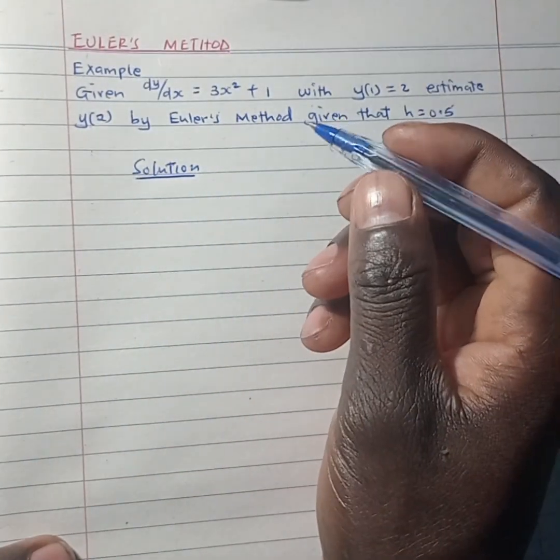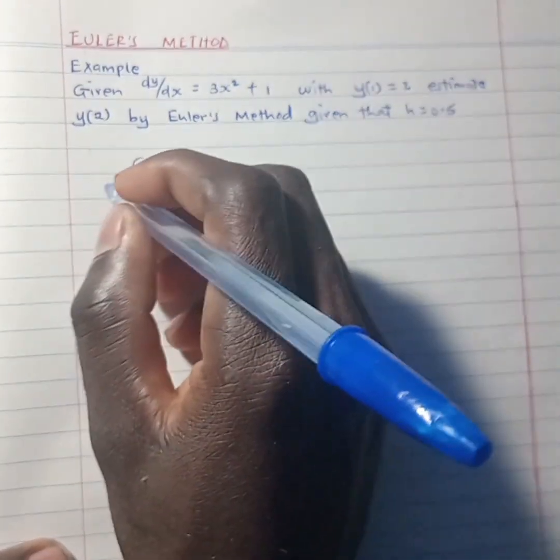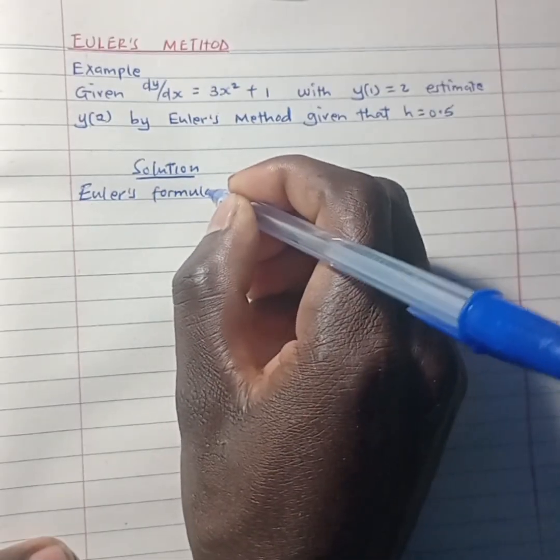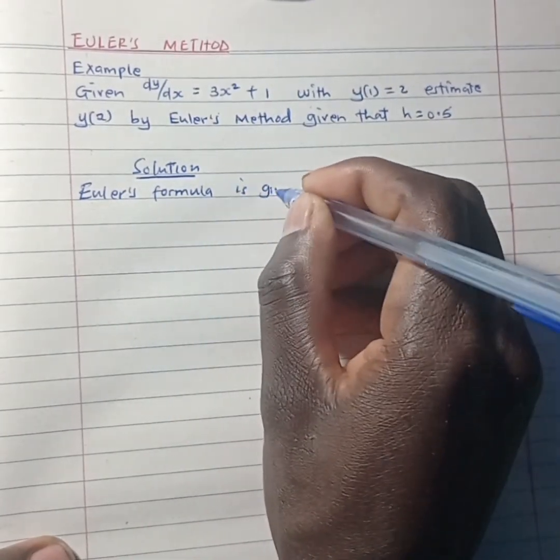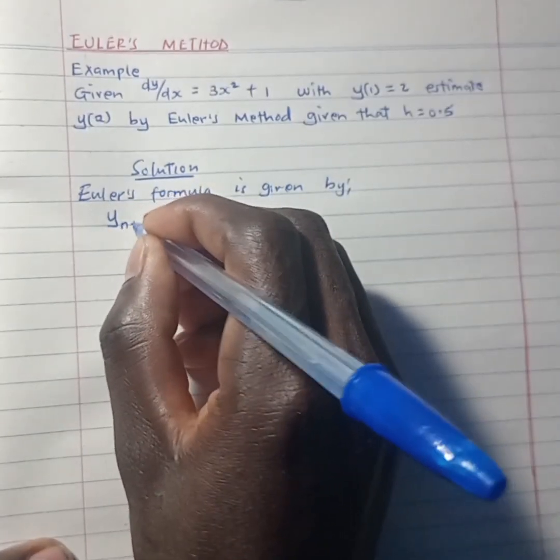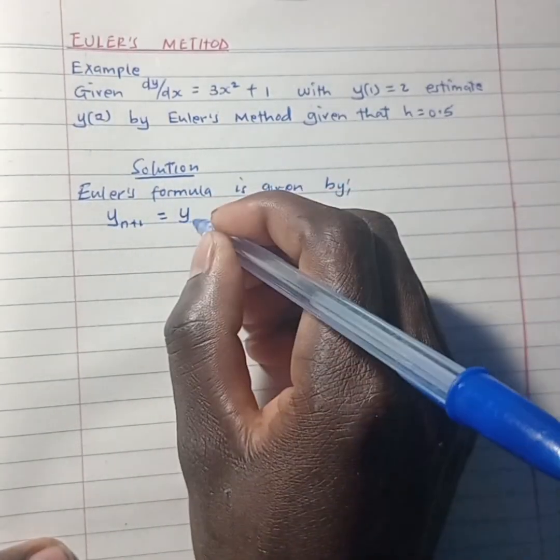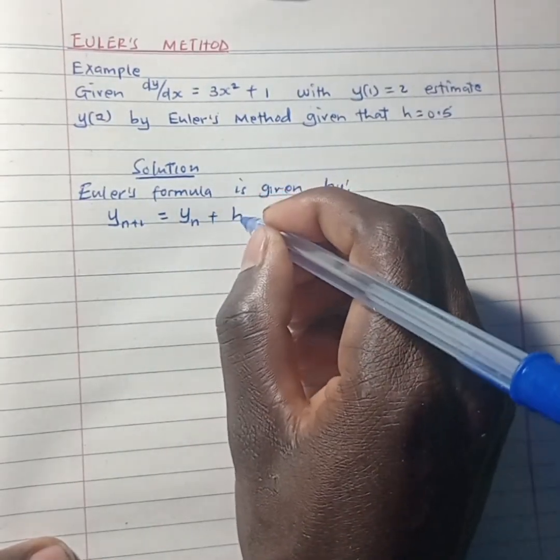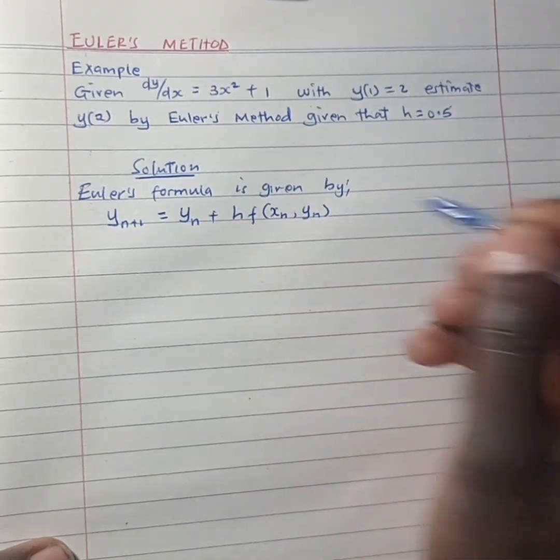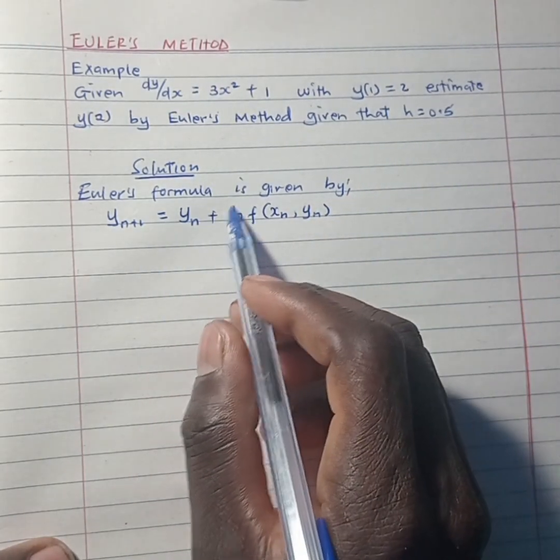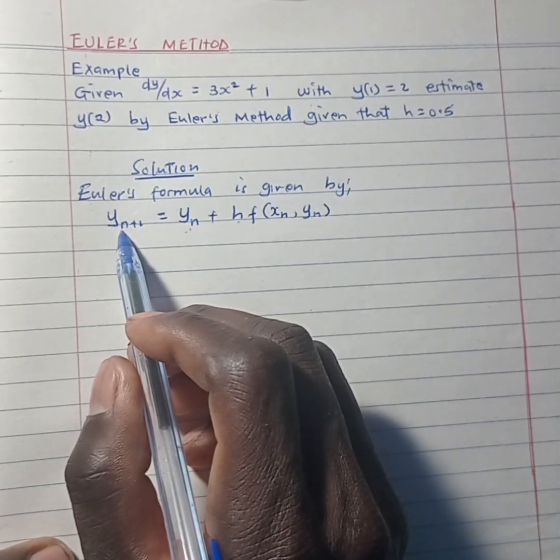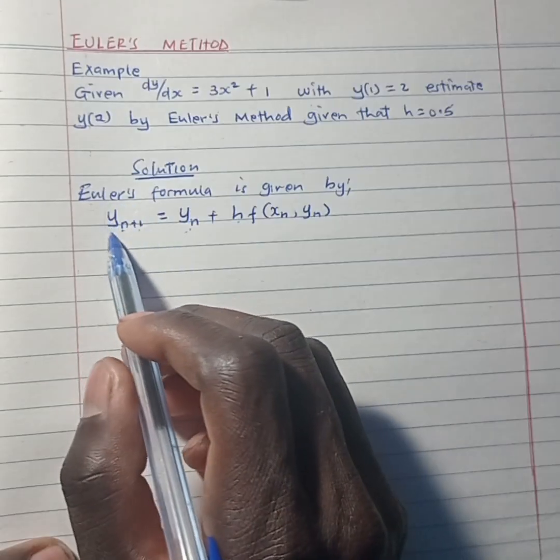Now, from Euler's method, we know that Euler's formula is given by y sub n plus 1 equals y sub n plus h times f of x sub n comma y sub n. This h is our interval, this is y sub n, and this is y sub n plus 1 that we need to calculate.